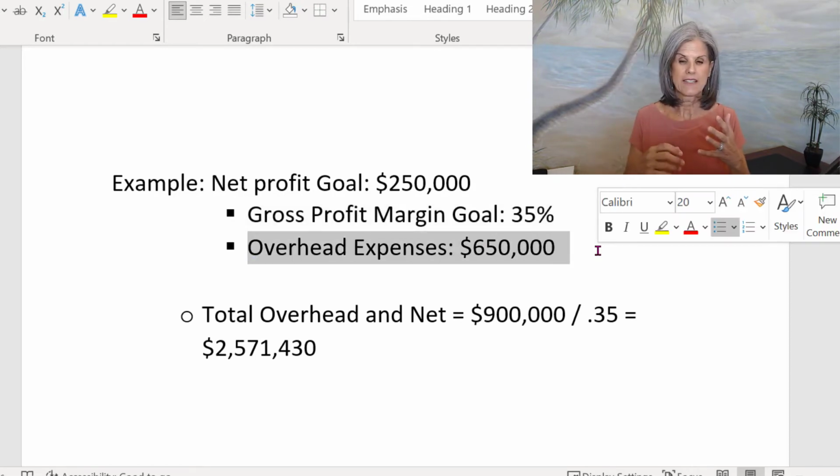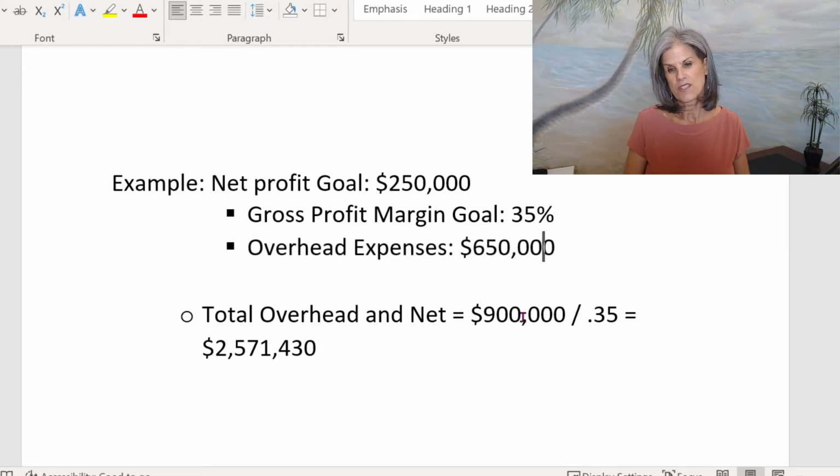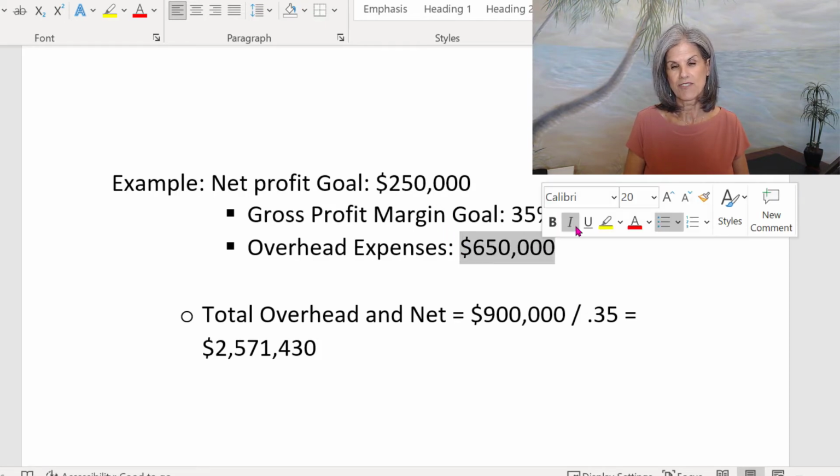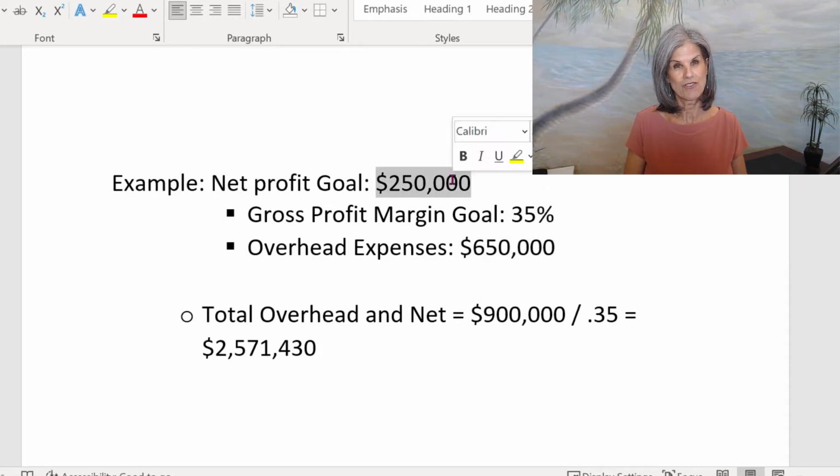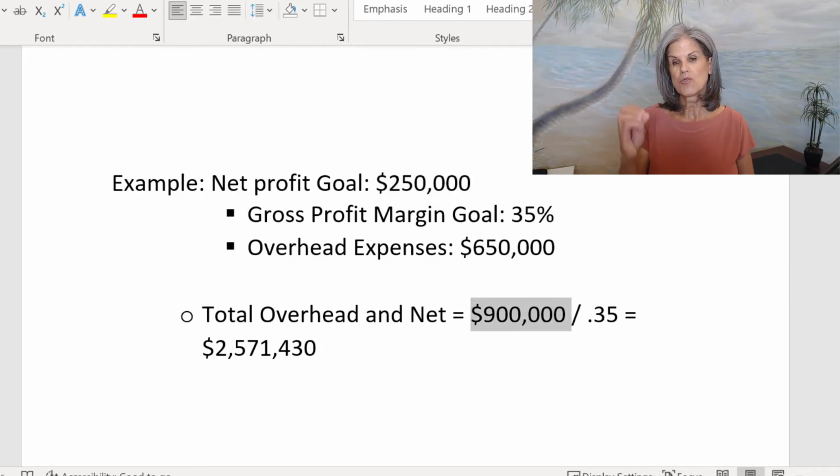So in this case, that included for Phil, the new employee he was adding, his salary, rent, utilities, telephone, all those expenses that are the general and administrative expenses for running your business. That was $650,000. So I said, all right, so let's add these two numbers together. Let's add together this $650,000. Let's add together the $250,000. That's a total of $900,000. So you need to make in gross profit dollars $900,000.